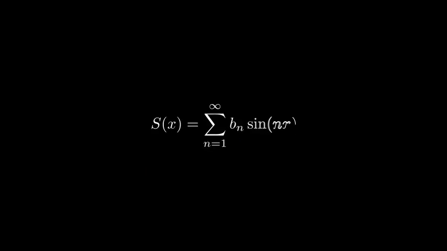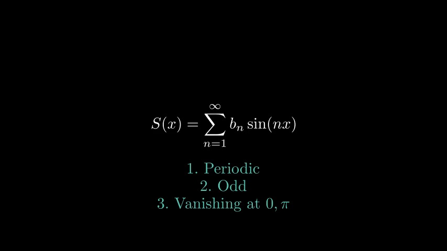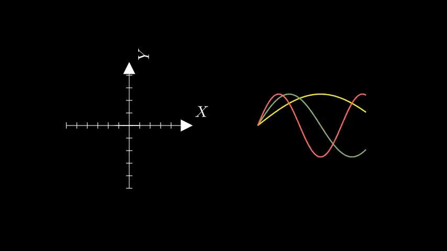Fourier began with the Fourier sine series. If a function is periodic, odd, and vanishes at 0 and pi, it can be written as a sum of sines. But how do we find the specific volume, the coefficients of each note? The secret lies in orthogonality.